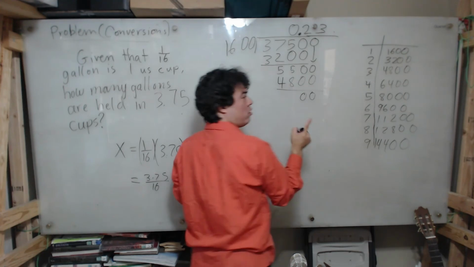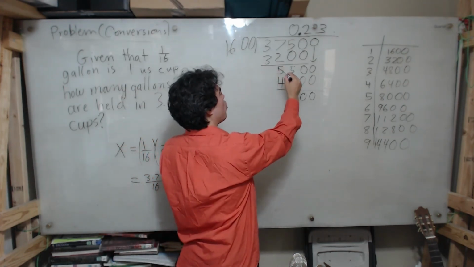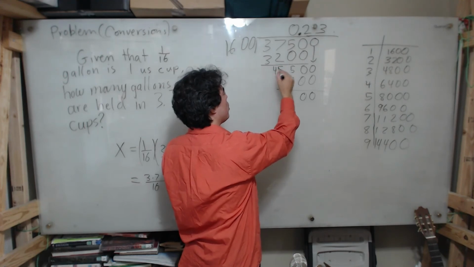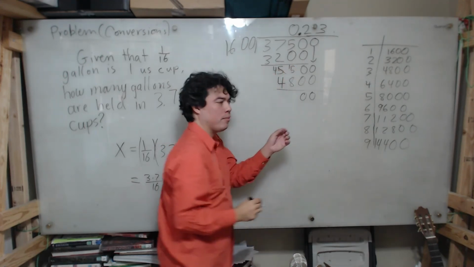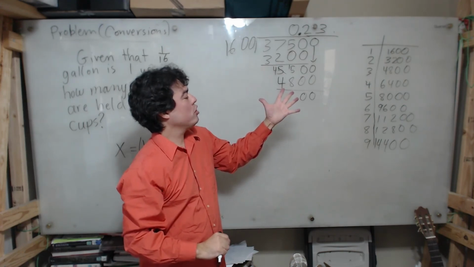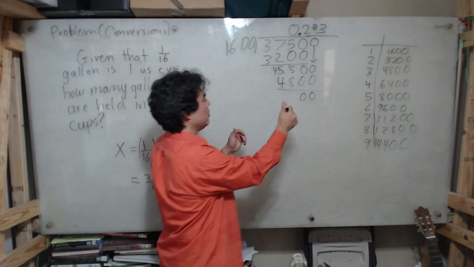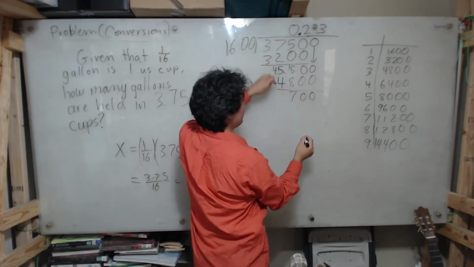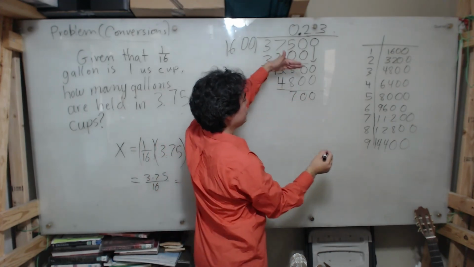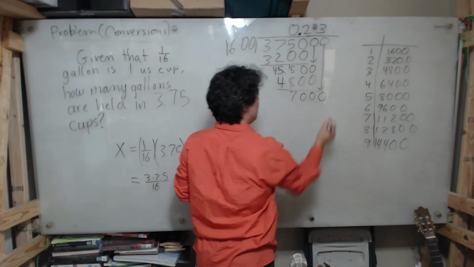5 minus 8, we can't do that because 8 is bigger than 5. So what we do here is we borrow from here. This becomes a 4. This becomes a 15. Then 8, 9, 10, 11, 12, 13, 14, 15. Aha, 7. And then, of course, 4 minus 4 is 0. So I subtract, and then I bring down another 0.